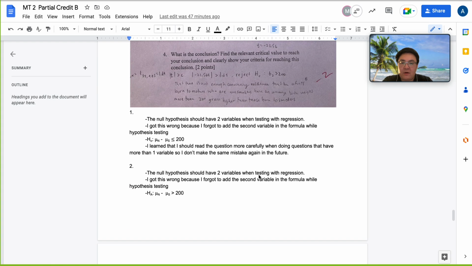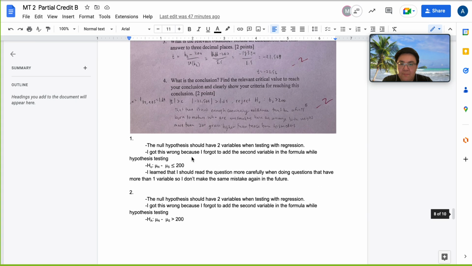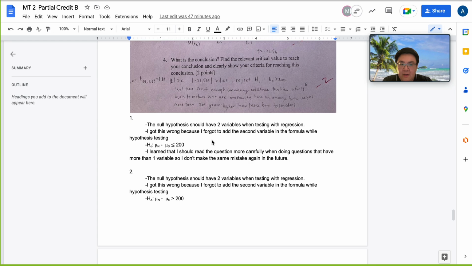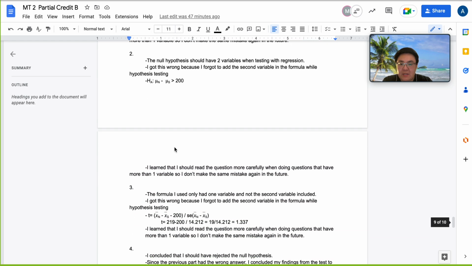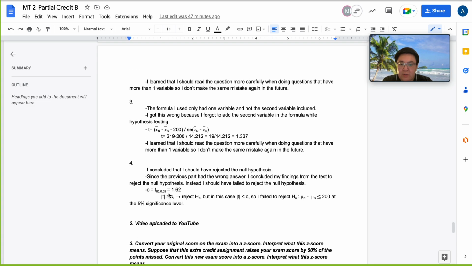And for number 4, it is asking us what is the conclusion, and to find all relevant critical values to find your conclusion. So here we found that t is 1.337, and our critical value is t of 83 at the 5% significance level. Since this is a one-tailed test, we keep the alpha level at 0.05. So our critical value would be 1.62.